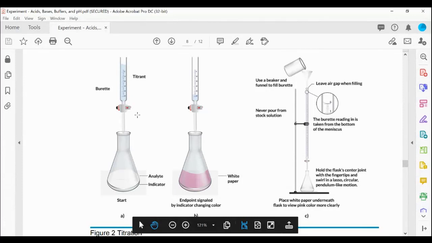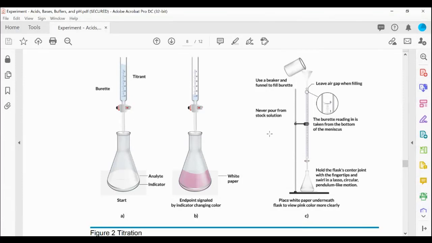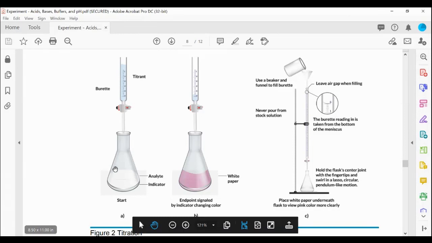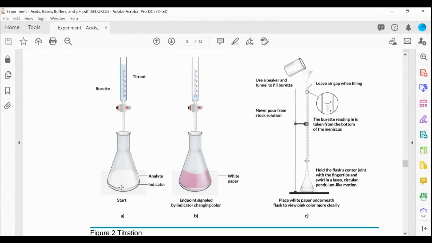Okay, so let's continue then. This is the setup of the titration, and this is how we start. We place our analyte and the indicator, in this case phenolphthalein, and it will tell us when to stop adding the titrant. What is the titrant in this case? The titrant is the solution that we are adding, in this case, sodium hydroxide.